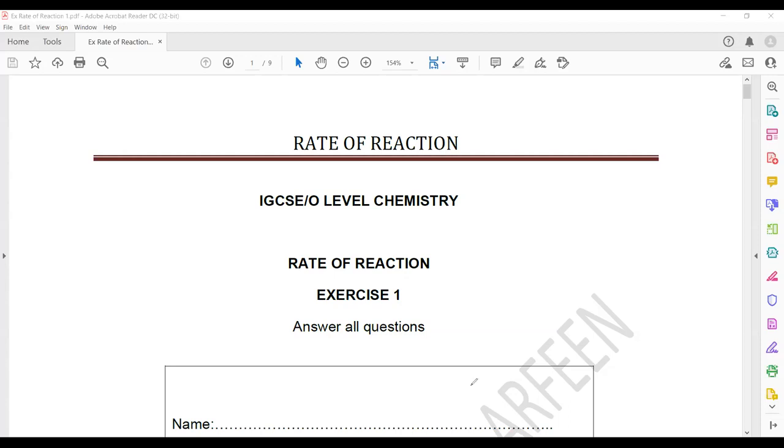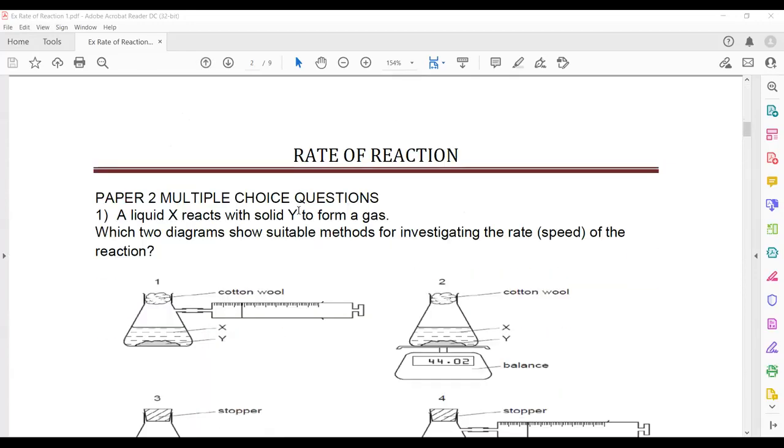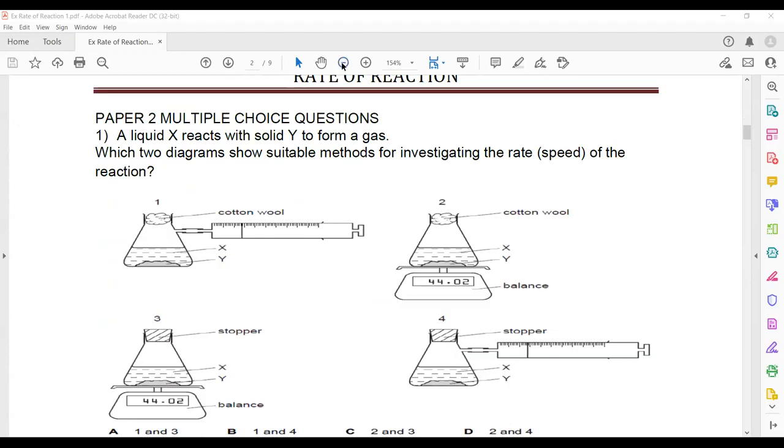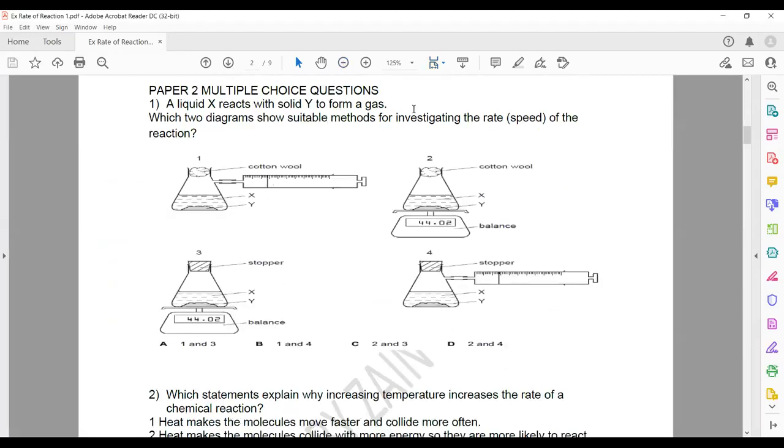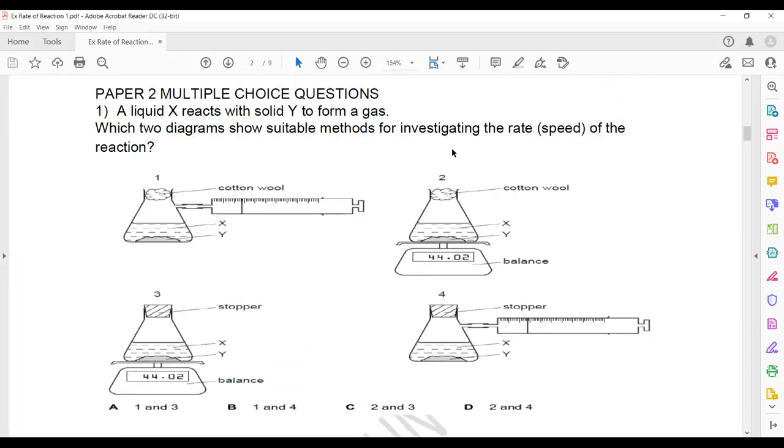As you can see on your screen, the questions are related to rate or speed of the reaction. Liquid X reacts with solid Y to form a gas. Whenever a gas is given off, we can either measure the volume of the gas, or we can allow the gas to escape, so we can measure the change in mass of the contents of the flask. Which two diagrams show a suitable method for investigating the rate of reaction? So which two diagrams are suitable?